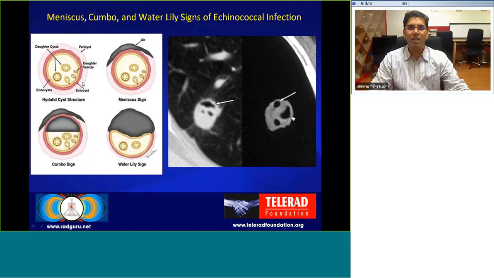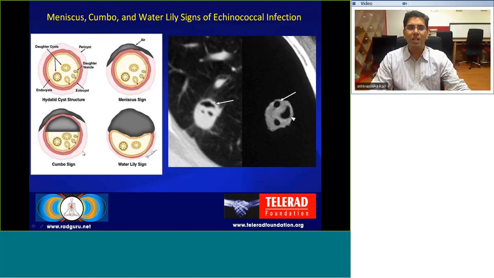You can see this light pink color is the pericyst, followed by the darker pink ectocyst, and the yellow one is the endocyst. So there are signs associated with it. Meniscus sign is seen when a hydatid cyst is formed. Initially it is filled with fluid. Gradually, as it erodes into the adjacent bronchi, air starts to creep into this echinococcal cyst, and it will give rise to a sign called the meniscus sign. You can see here the air between the pericyst and the ectocyst.